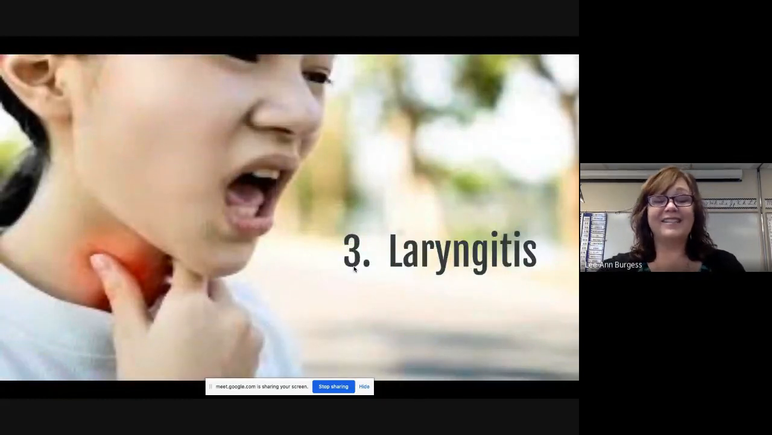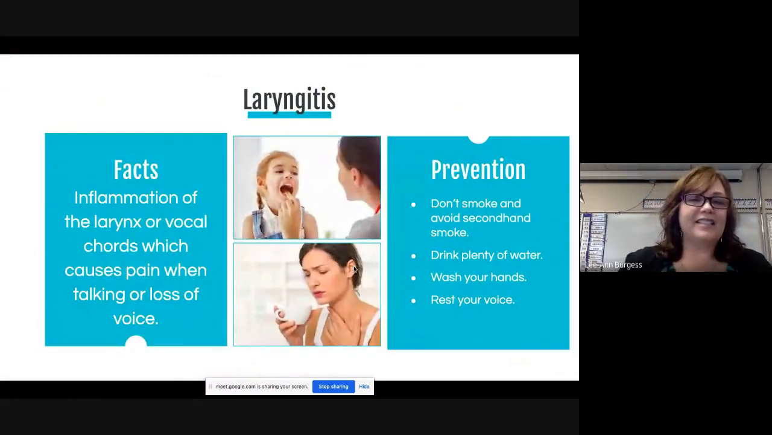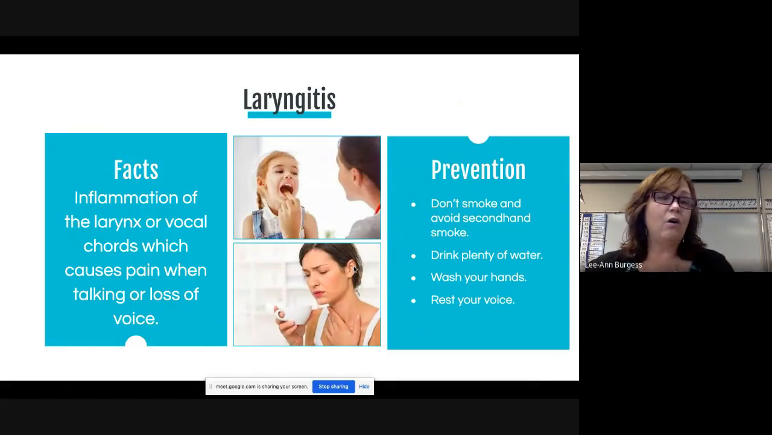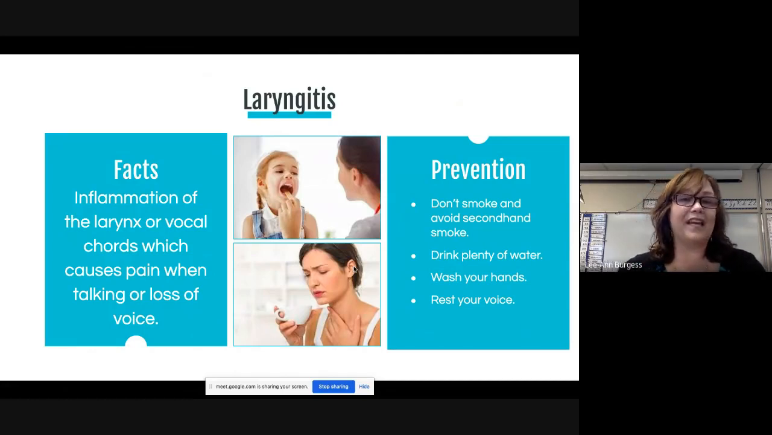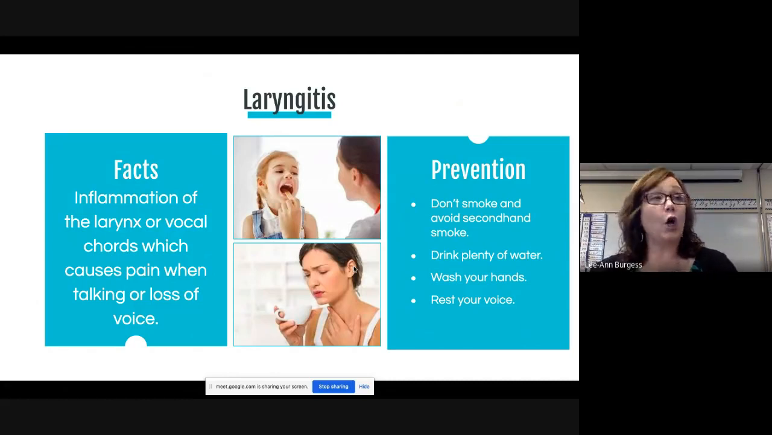laryngitis. This happens to me at least once a year. Laryngitis is the inflammation of the larynx or your vocal cords, which causes pain when talking, or it can even cause the loss of your voice. So many of you have either had this or heard somebody who has it where they can barely talk above a whisper. Laryngitis can also be prevented.